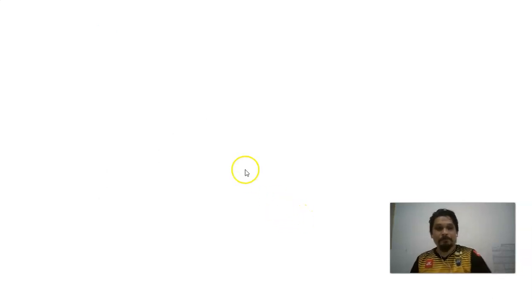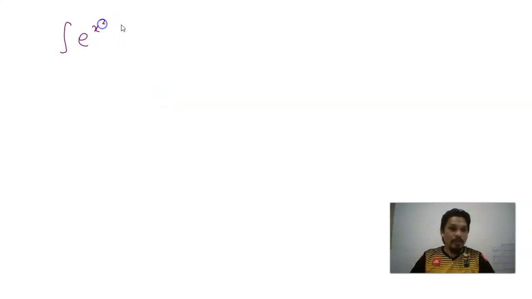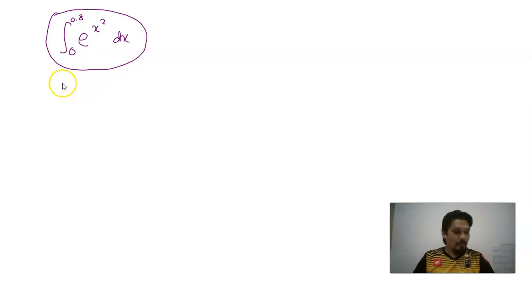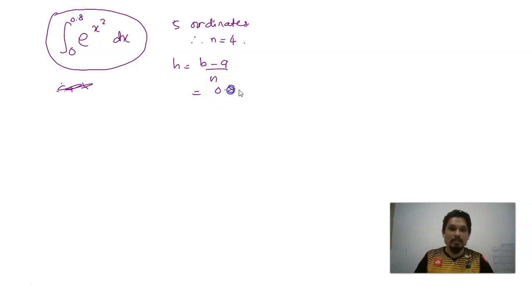So now, the integral of e to the power of x squared dx. This is one of the examples of a function that cannot be easily integrated using other simple methods. So here, from 0 until 0.8, and given 5 ordinates, the number of strips is n equals 4. So h equals b minus a divided by n, where b equals 0.8 minus a equals 0, divided by 4, which is 0.2.